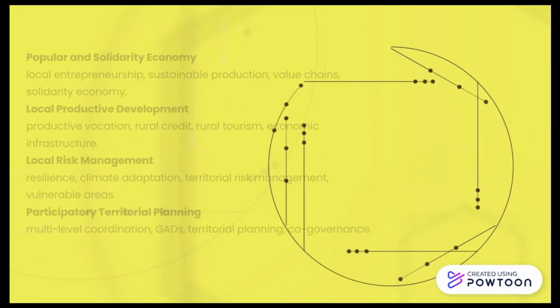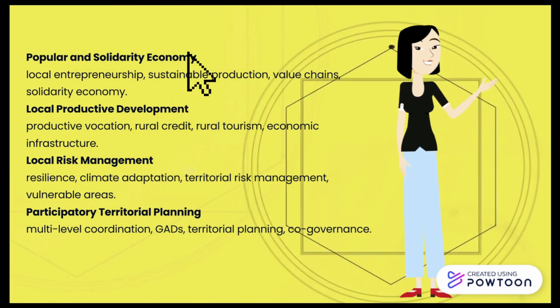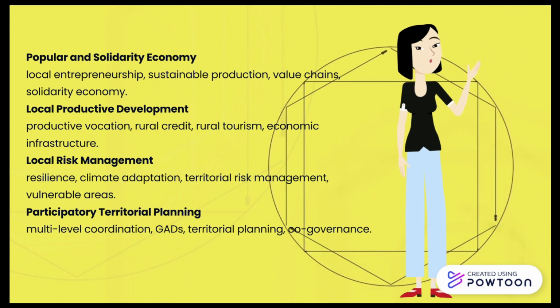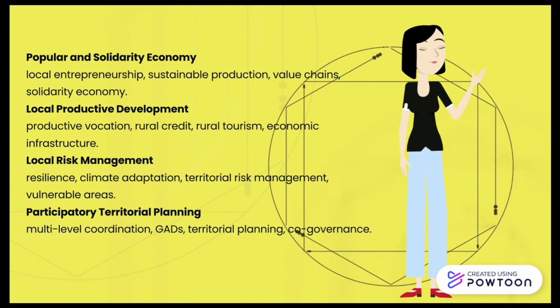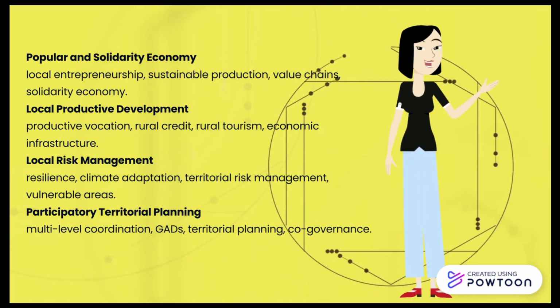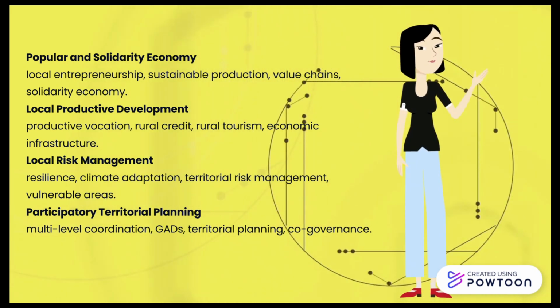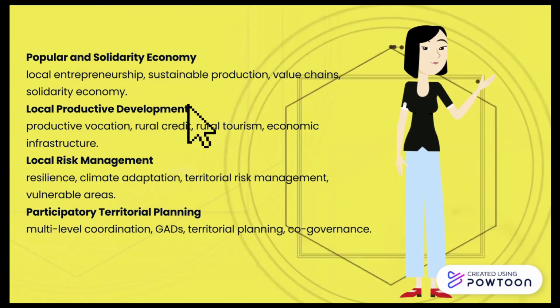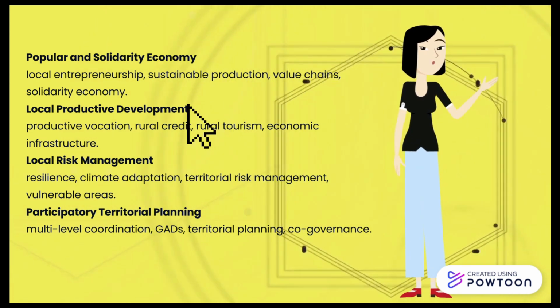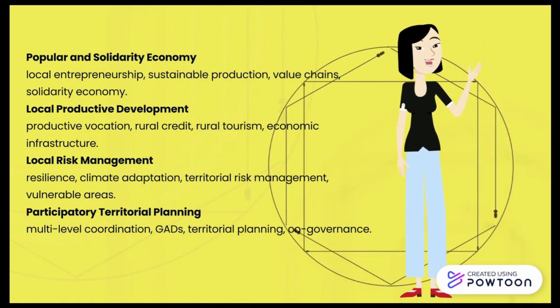The fifth example is popular and solidarity economy. This is to finance productive projects in communities and nationalities, such as bioeconomy and food sovereignty. The sixth point is local productive development. This supports the Amazonian cantons with resources and infrastructure to boost agricultural and tourism development.